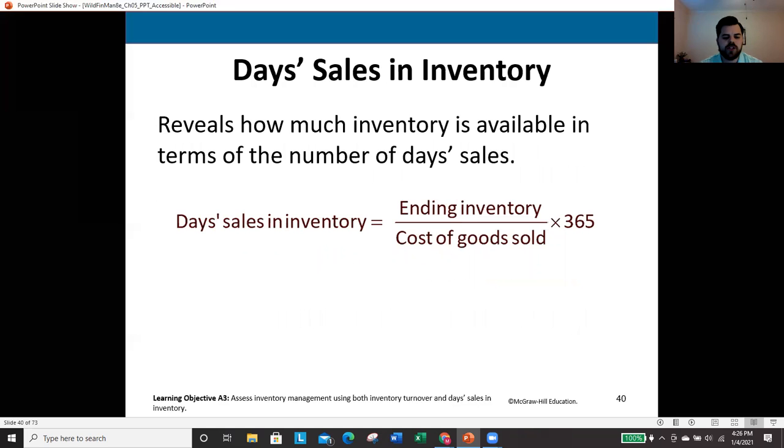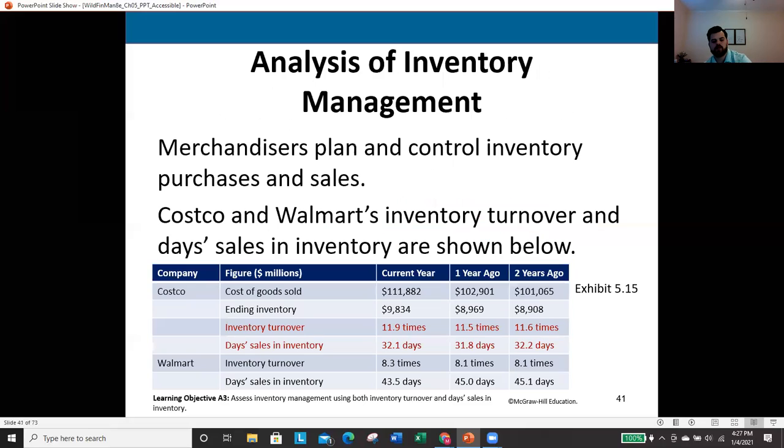Now, the next is the first of many days formulas that you will see throughout the semester. The key to remember when we are dealing with any formula with the word days in it is that at the end you will multiply by 365. If you do not multiply by 365, this formula will make no sense. So this simply tells us how much inventory is available in terms of the number of days' sales. So I'll take my ending inventory, divide by my cost of goods sold. That'll give me some number, and then we will multiply that by 365. If that comes out to 18, then it tells us we've got 18 days' worth of sales currently in inventory. Maybe that's enough, maybe it isn't, but that's what it would be telling us.